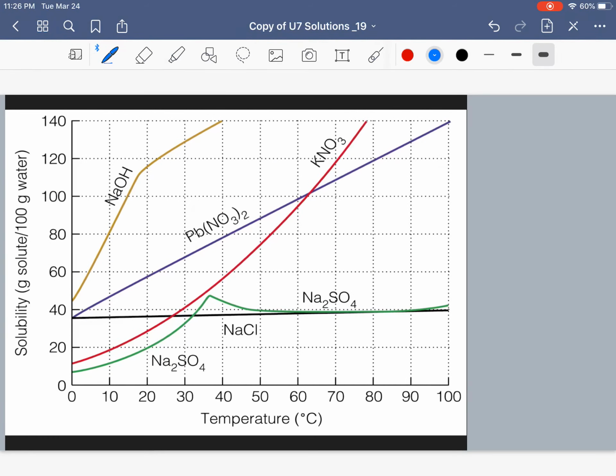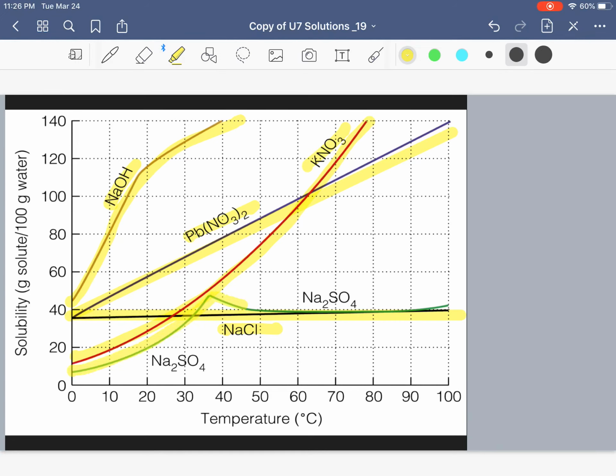So right here, this is an example of solubility curves. These lines represent the solubility of the substances that they're labeled with. So for instance, right there you have sodium hydroxide. All right, lead nitrate right here. And as you see, sodium chloride is this black line that goes about horizontally. So these are your different substances all plotted on one graph.